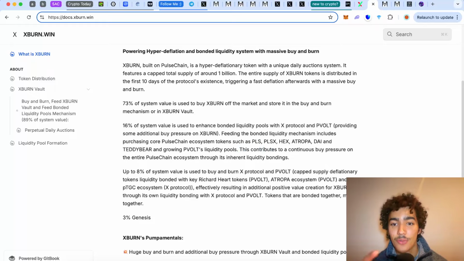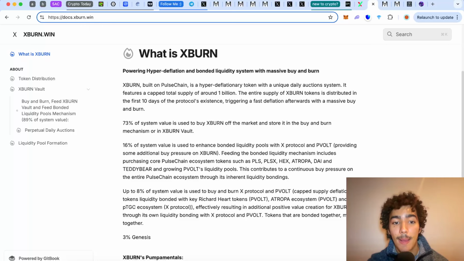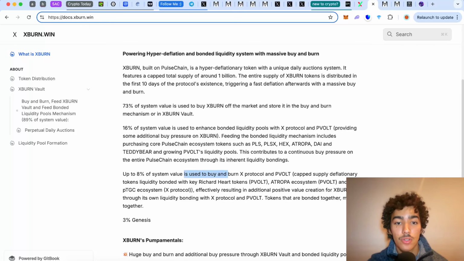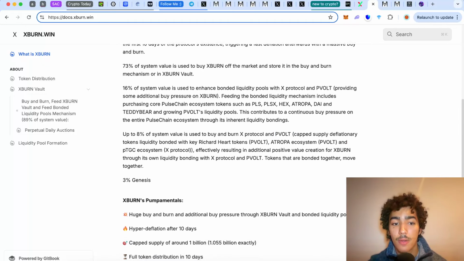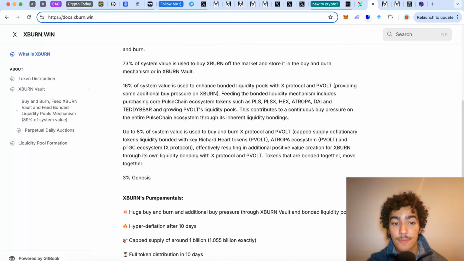This contributes to a continuous buy pressure in the entire Pulsechain ecosystem. Great. Up to 8% of the system value is used to buy and burn X protocol and the P vault capped supply deflationary tokens. We're going to keep that. 3% goes to Genesis. Great.